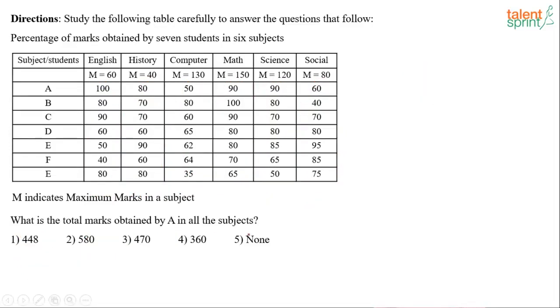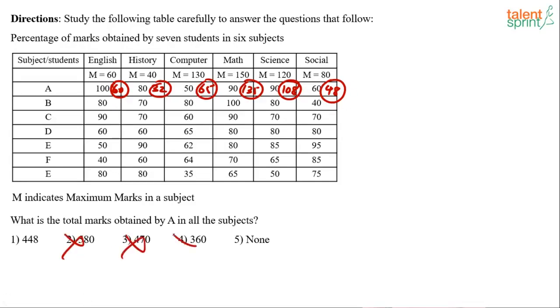What is the total marks obtained by A in all the subjects? I think you know what to do, right? Total marks obtained by A in all the subjects. Find the marks of A. 60, 80% of 40, 32. This is 65, this is 135, this is 108, this is 48. Find out the total marks. Will it end in 0? It won't end in 0, because it will end in 8. Answer should end with 8.